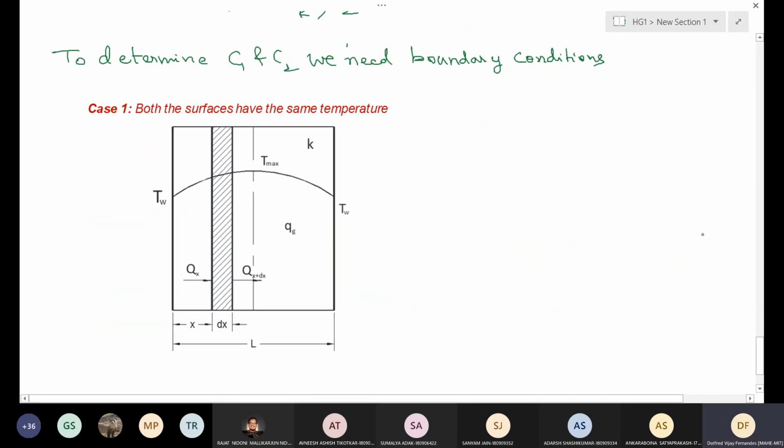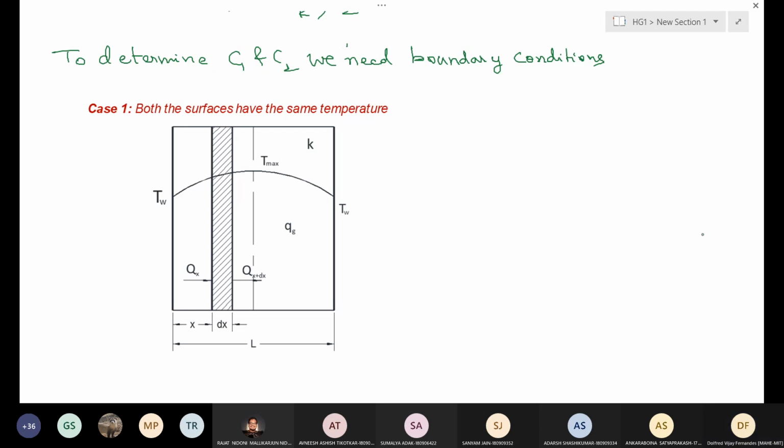Okay. Case 1, both surfaces have the same temperature. So when this is happening, we are putting the wall in the fluid. There's a huge reservoir, and the same fluid is on either side of the wall, and the same convective heat transfer coefficient is applicable on either side of the wall. Then we have this situation where the wall temperature is the same on both sides.